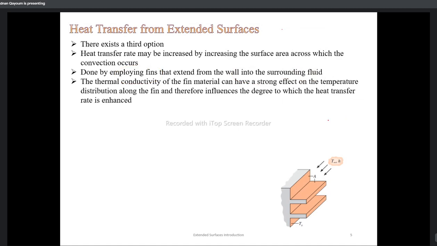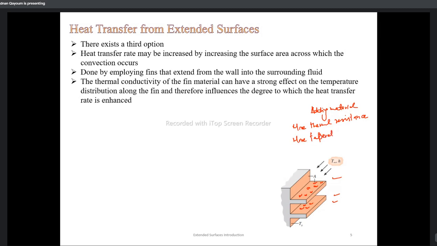Okay. So now you are using some additional material, so the thermal conductivity of this material also has a strong effect. You are just adding some more material. Adding some more material means what? Thermal resistance badha diya hai aapne. Yes or no? Adding material means more thermal resistance. Yes, no. Means more temperature drop.